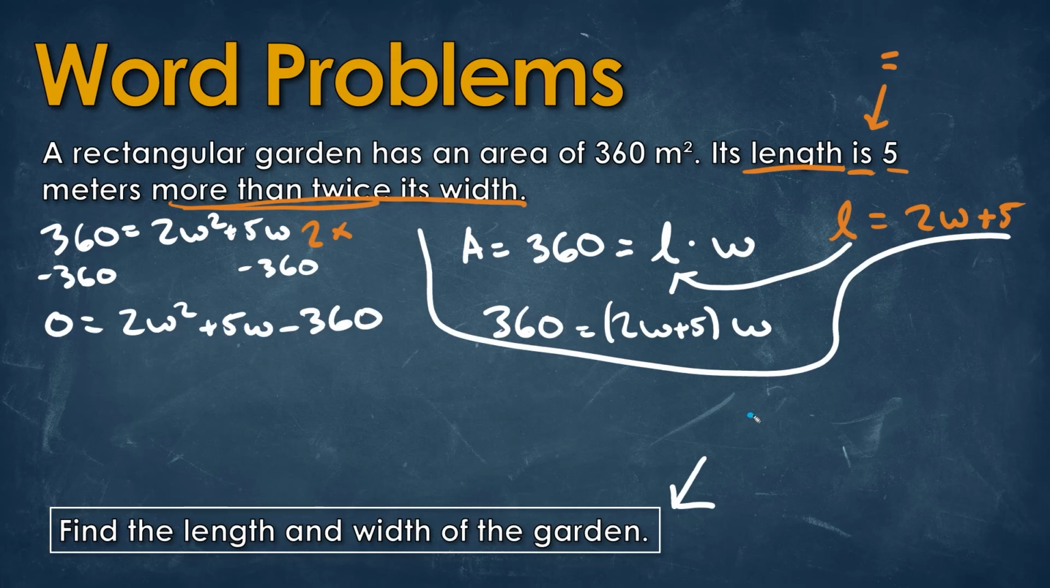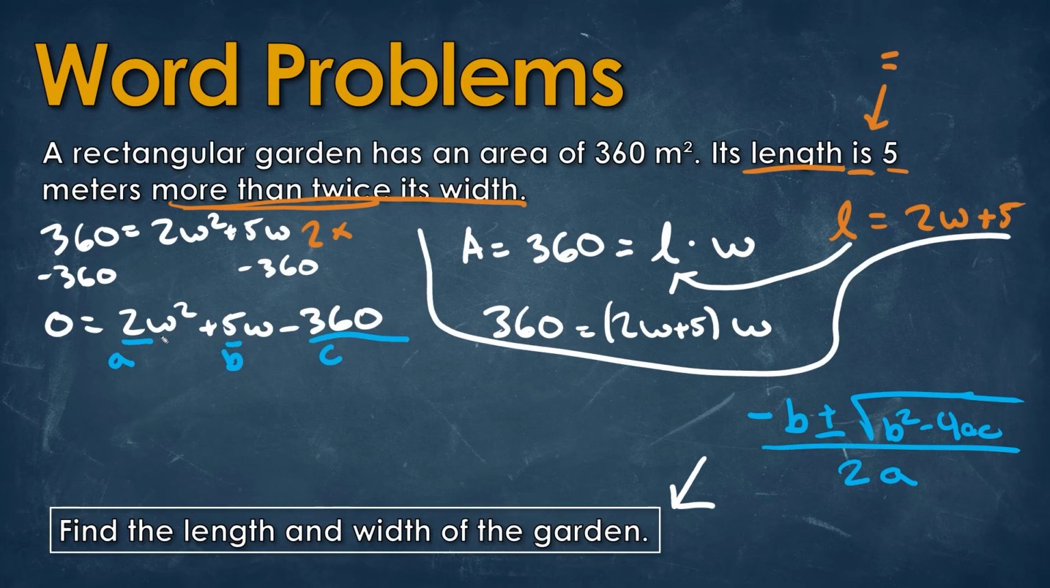For a problem like this, it would be best to use the quadratic formula to solve. And the quadratic formula is going to be equal to negative b plus or minus the square root of b squared minus 4ac all over 2a, where a will be equal to 2, b will be equal to 5, and c will be equal to negative 360.